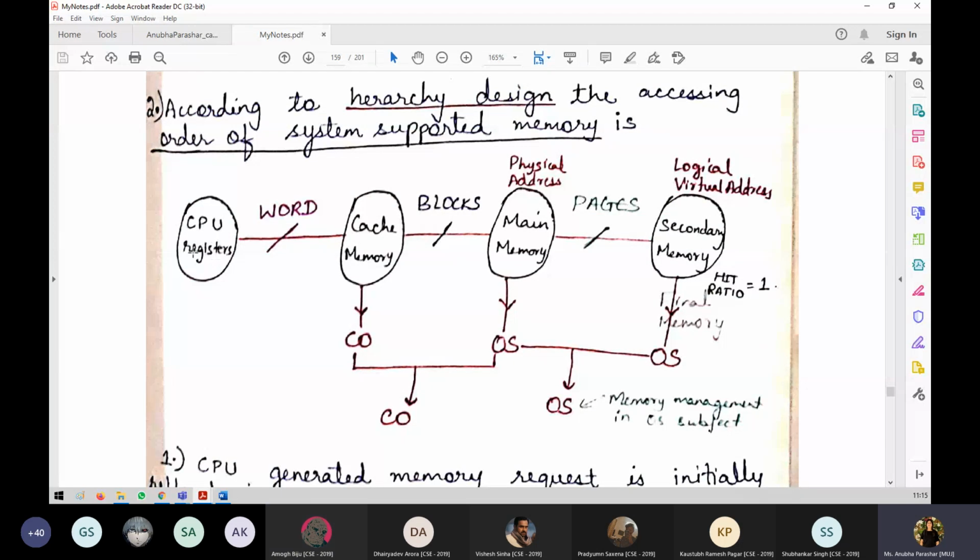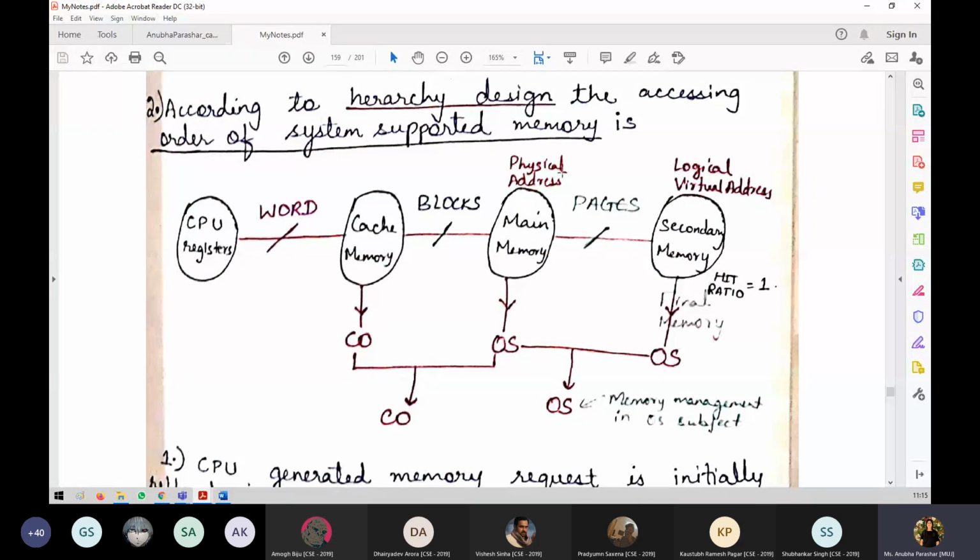See, we have seen in the first class that memory is either word addressable or byte addressable, right? If it is word addressable, one word could be 16 bits or depending upon the architecture. So it will say that it is missing and I require these many words. Now cache memory is a bit larger. It consists of blocks, so it will generate the block request.